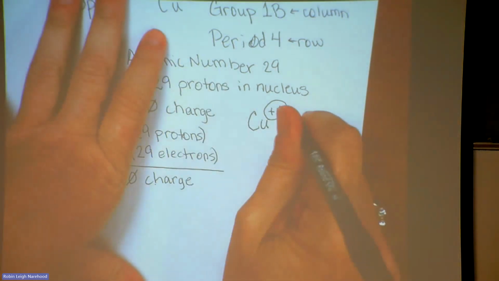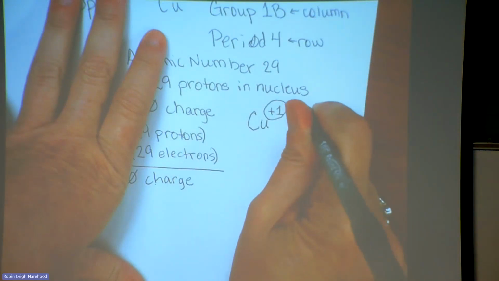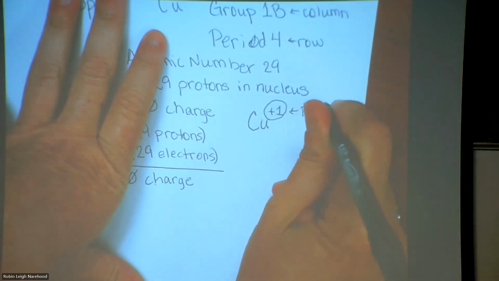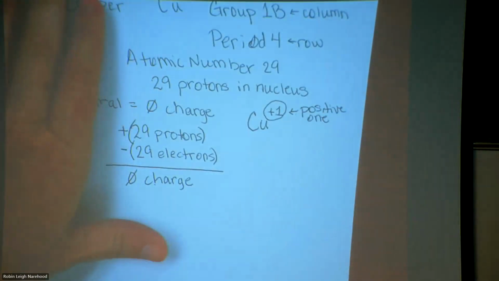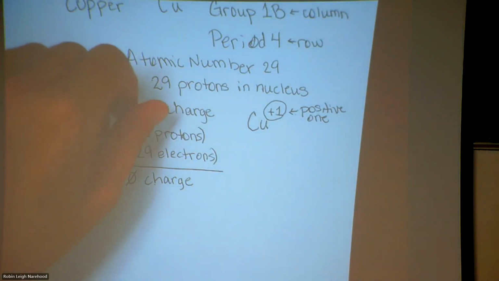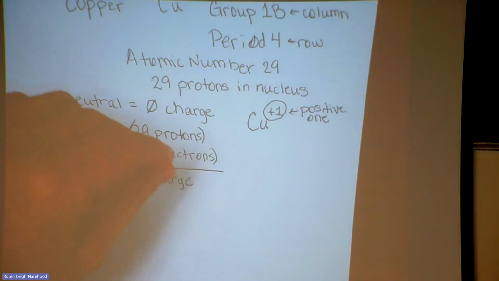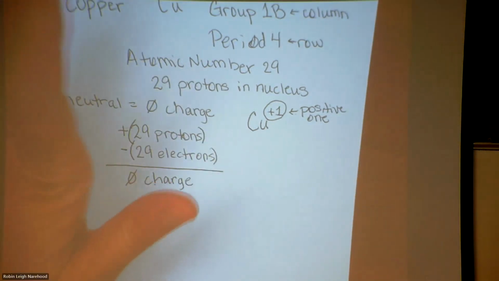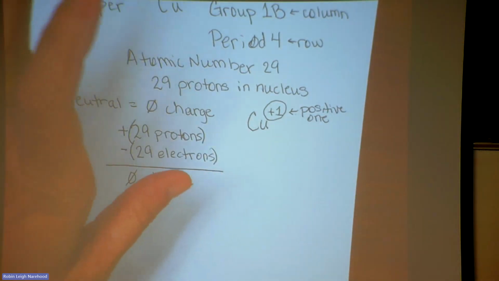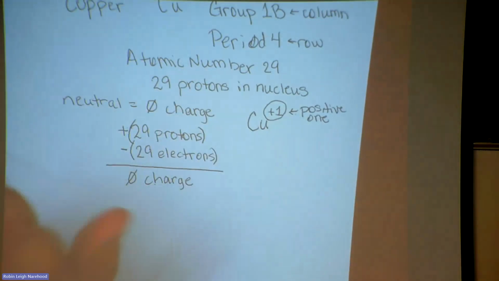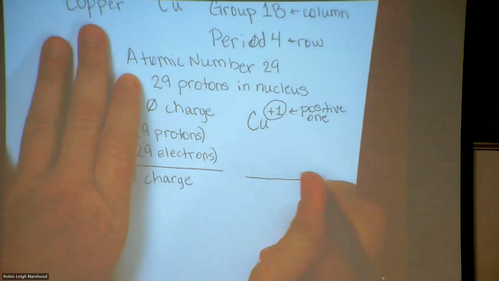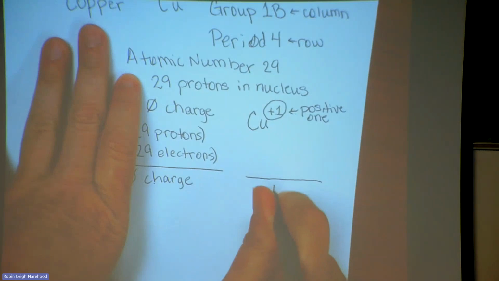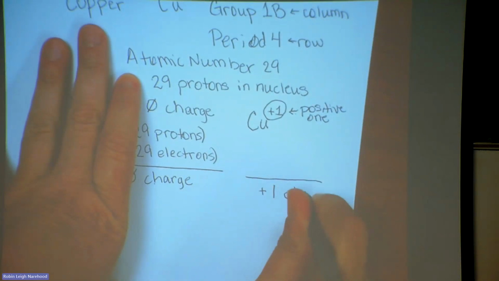And I want you to think positive, don't think plus, because plus means addition, and that's not what we're doing. And then your mind goes into addition, subtraction, and then it all gets messed up. Okay. So if the charge is positive 1, then when we add the numbers together, our answer is not going to be 0, it's going to be positive.